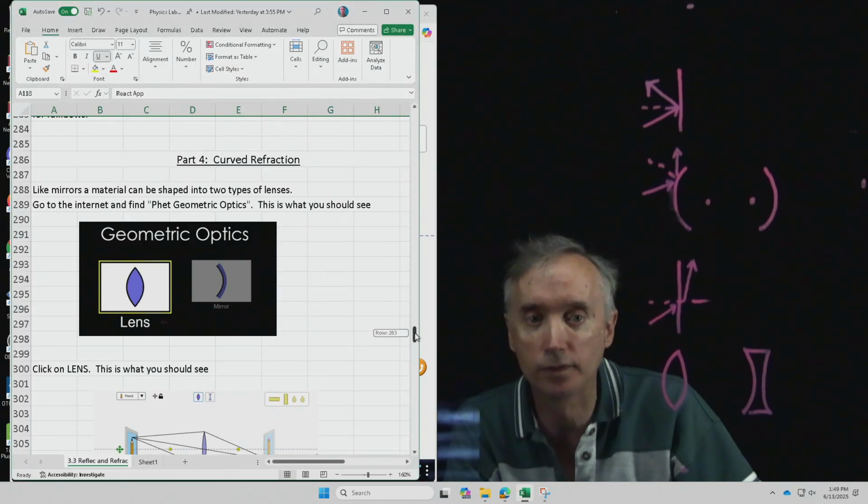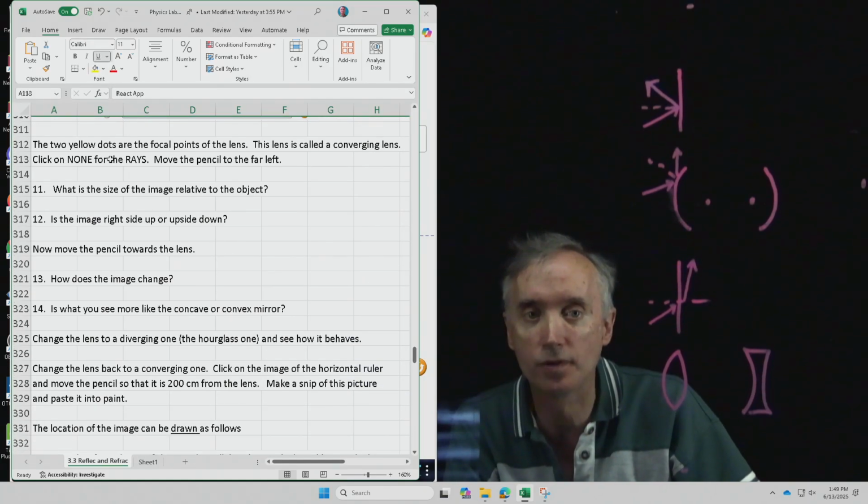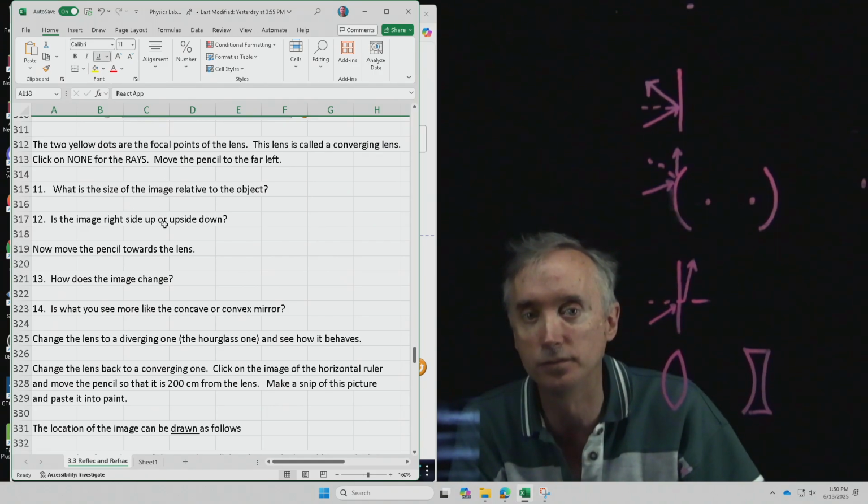Okay, and yellow dots are the focal points. This one was the converging lens. Click on none for the rays. Move the pencil to the far left, make note of what the image looks like, move the pencil towards the lens. How does the image change?